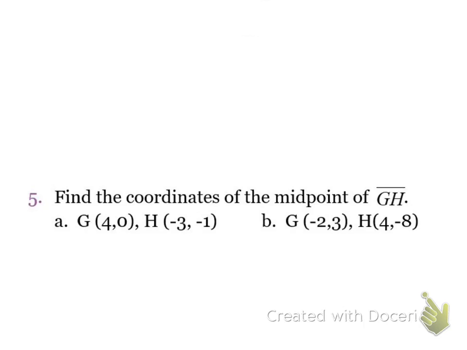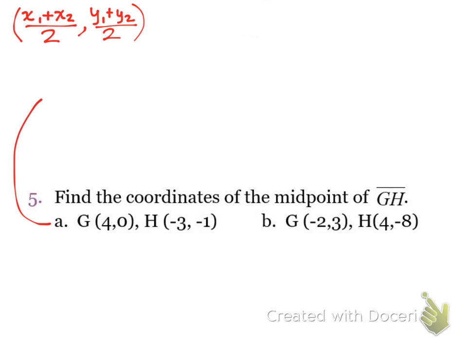Okay, in order to find the coordinates of the midpoint, I first need to remember my midpoint formula. So that is x1 plus x2 over 2, comma, y1 plus y2 over 2. Really, you can think about it as taking the average of the x's and the average of the y's, adding two numbers together, dividing by 2.